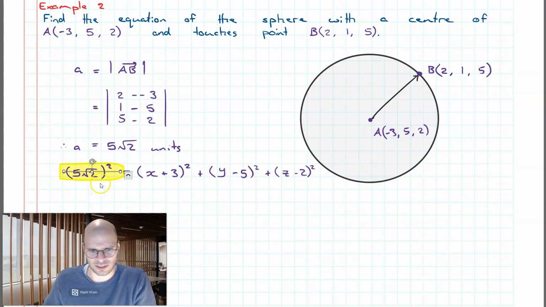So what we've done is we have discovered the Cartesian equation of the sphere that models the sphere that has a center of -3, 5, 2, and touches point B (2, 1, 5) on its outer surface, which also happens to have a radius of 5√2 units. So that's example 2.